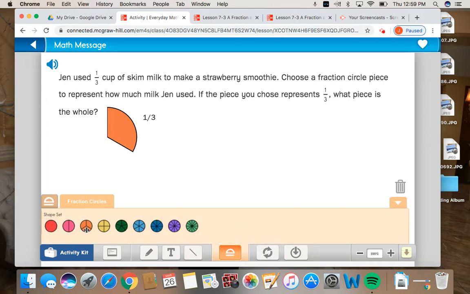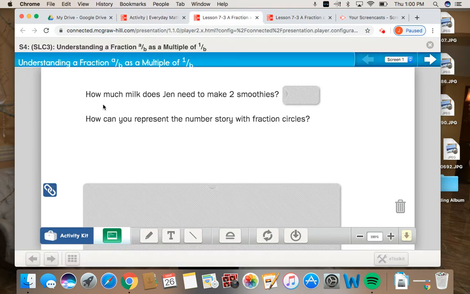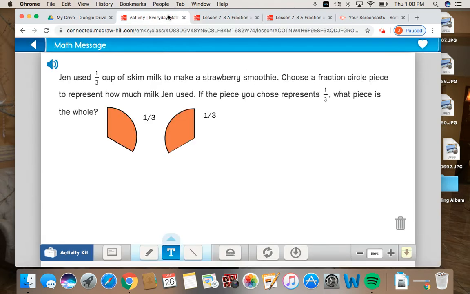I'm going to bring up my fraction circle pieces again. And this time, I do want another one of my thirds pieces. So I'm going to get rid of this and get rid of this one because I only need one other third because she's making one other smoothie. So I'm going to label this piece 1/3. And the question was, how much milk does Jen need to make two smoothies? Well, here's her two smoothies. So Jen would need two groups of 1/3.